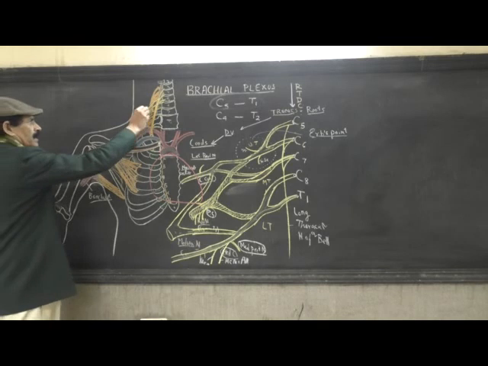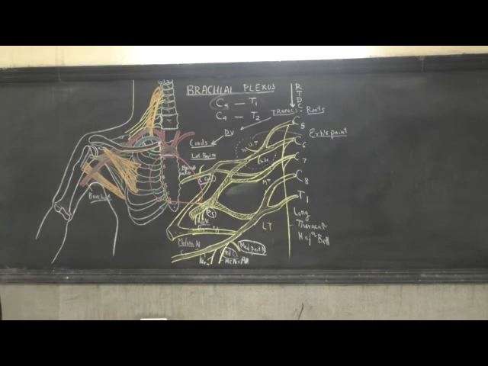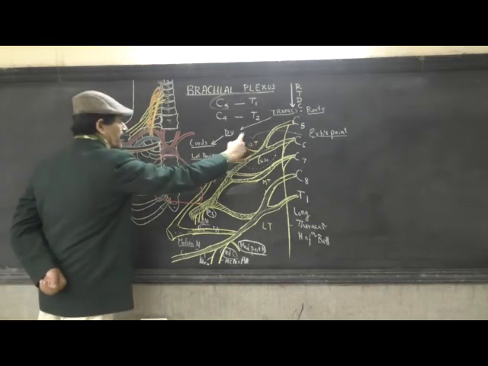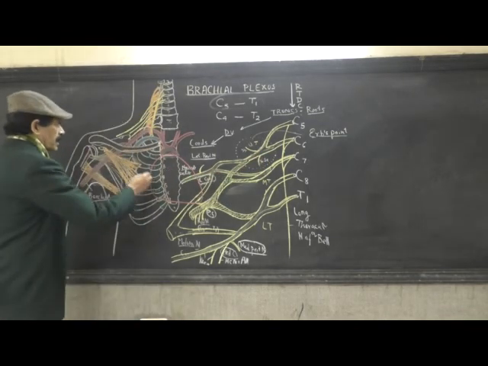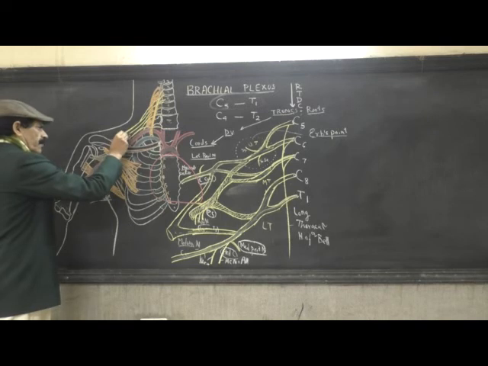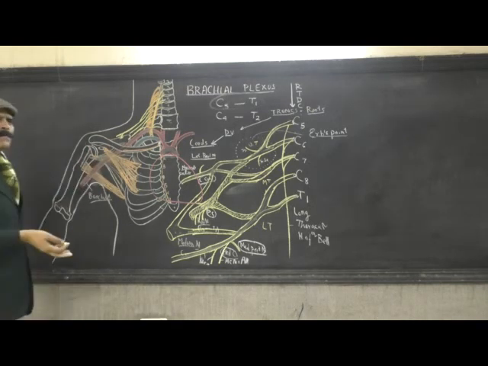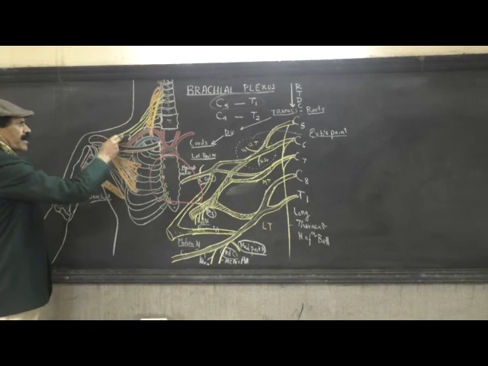Then C5 and C6 unite to form the upper trunk. C8 and T1 unite to form the lower trunk. C7 continues as the middle trunk. Now we have seen that the upper trunk has a point called Erb's point. Erb's point gives two branches: the suprascapular nerve and the nerve to subclavius. The suprascapular nerve passes through the suprascapular foramen, goes to the back of the scapula and supplies two muscles, supraspinatus and infraspinatus.